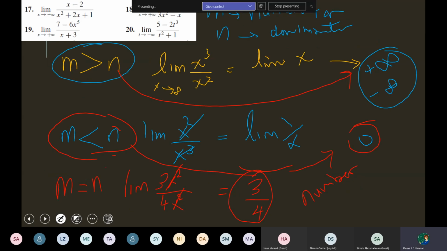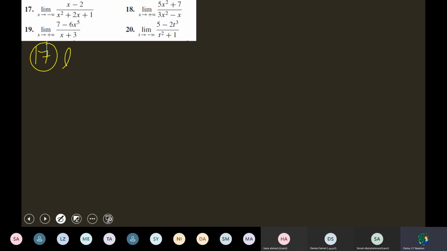Okay, now let's solve these questions here. Okay, number 17. We have limit x minus 2 over x squared plus 2x plus 1 when x approaches negative infinity now.